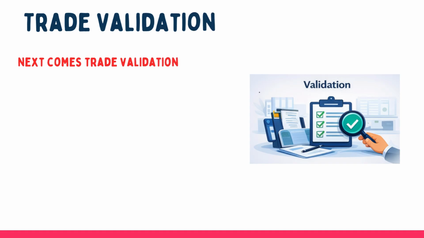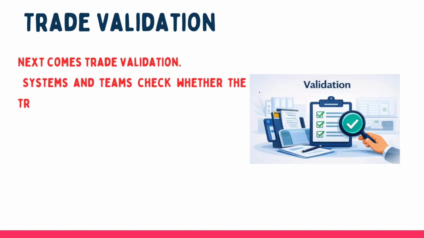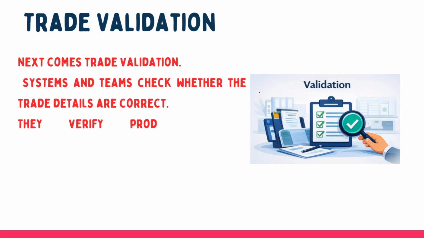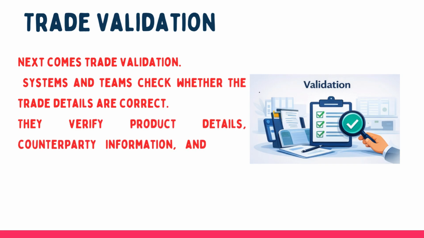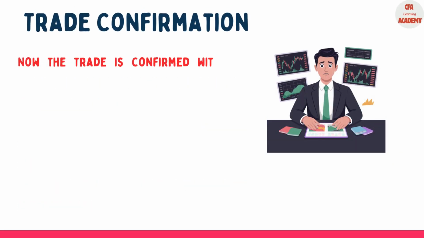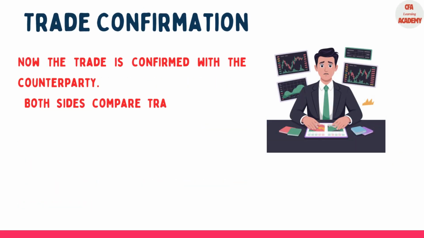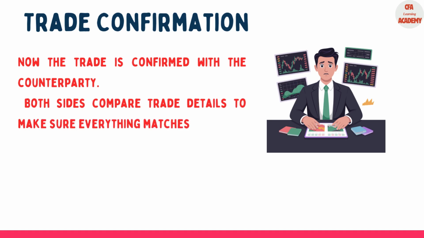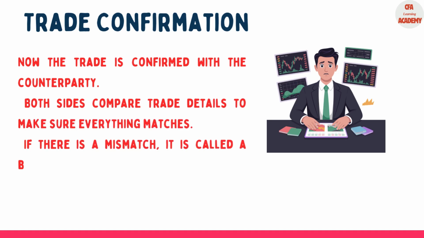Next comes trade validation. Systems and teams check whether the trade details are correct. They verify product details, counterparty information, and legal setup. This ensures the trade is eligible to move forward. Now the trade is confirmed with the counterparty. Both sides compare trade details to make sure everything matches. If there is a mismatch, it is called a break and must be resolved quickly.